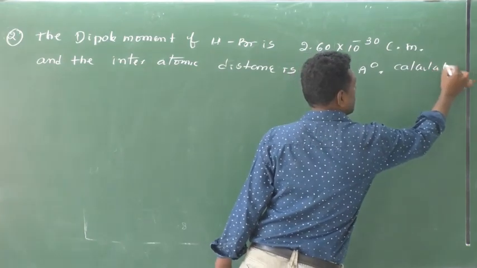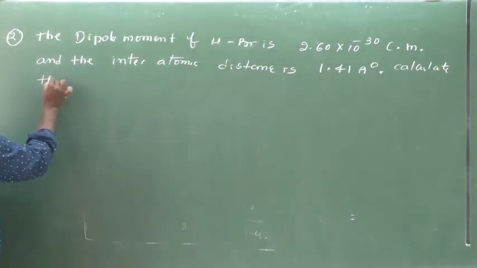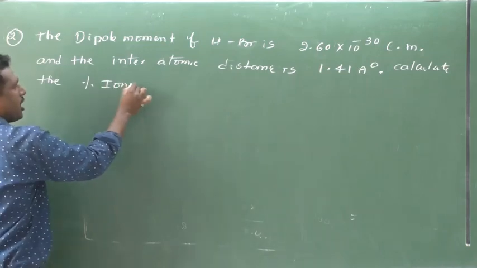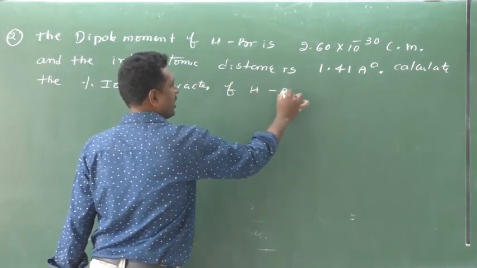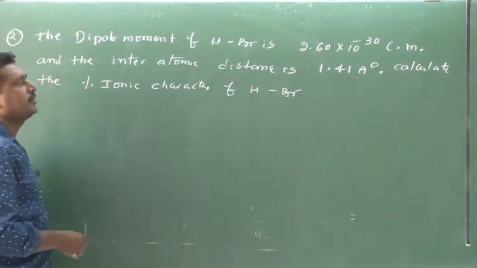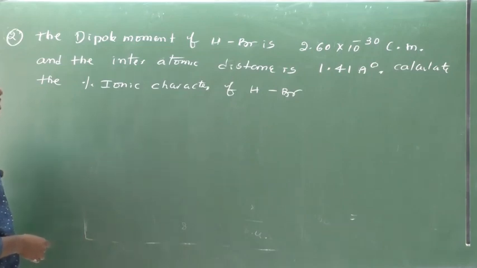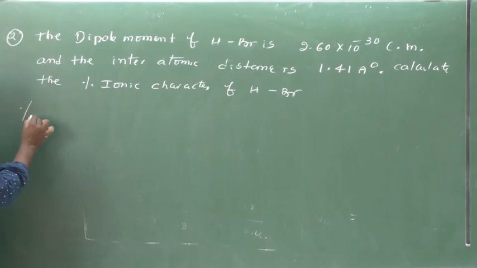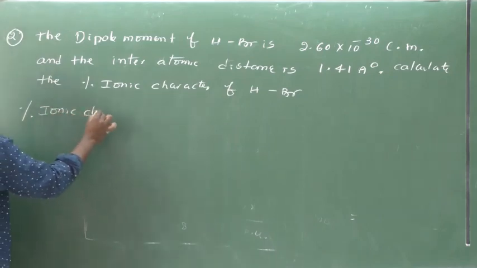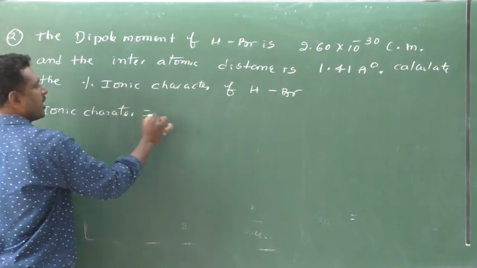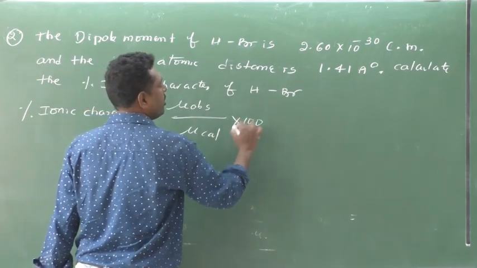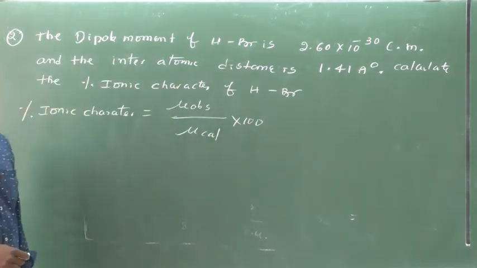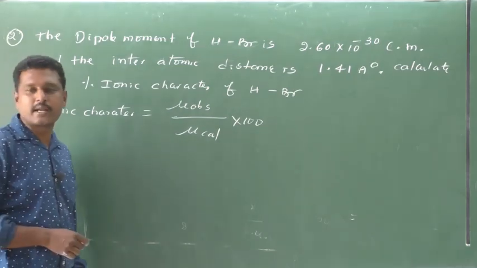So here, in meters is given. So first we'll write the formula. Percentage ionic character equals mu observed by mu calculated into 100. So mu observed is given how much? 2.60 into 10 power minus 30.